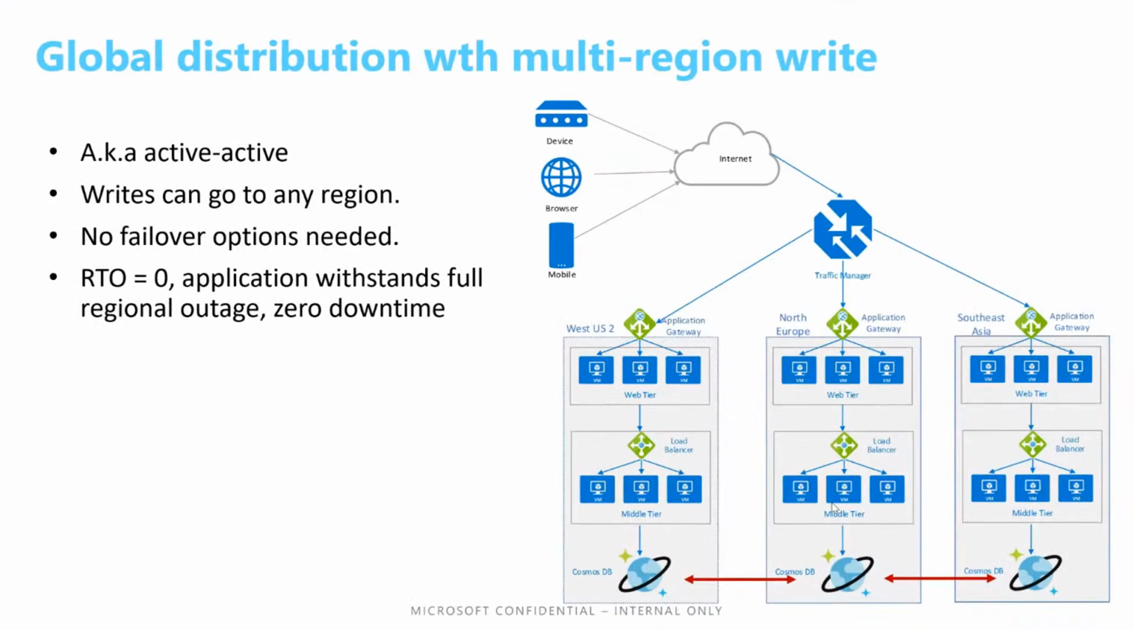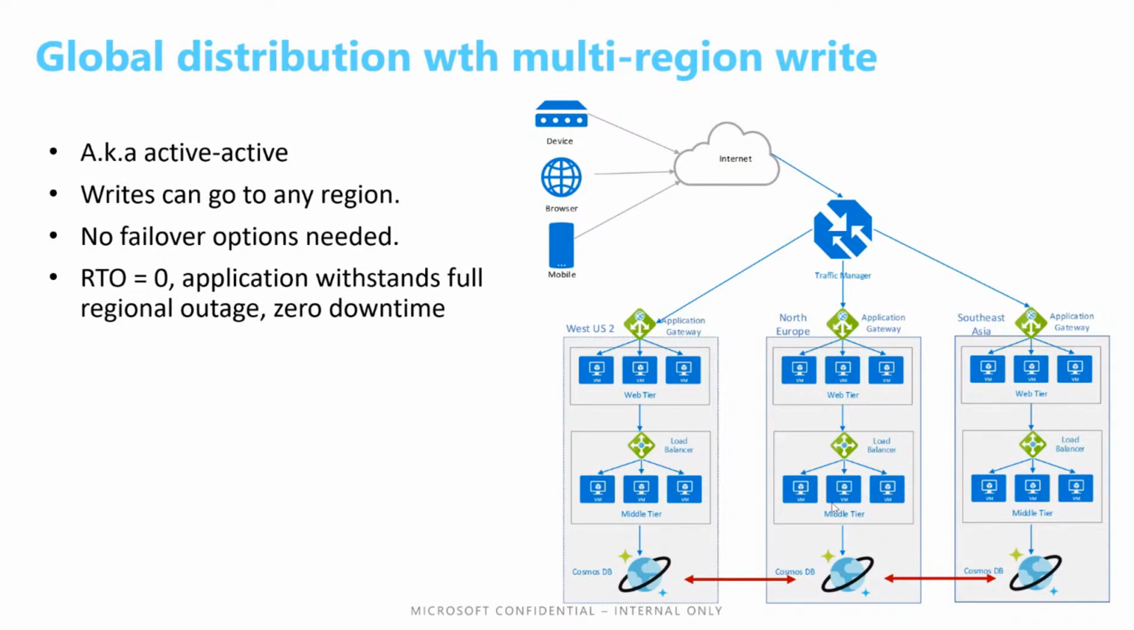one of the key attributes of this global distribution is the ability to do true active-active deployment, multiple region writes. So an application can write into any region, no failover options needed, and achieve zero RTO.